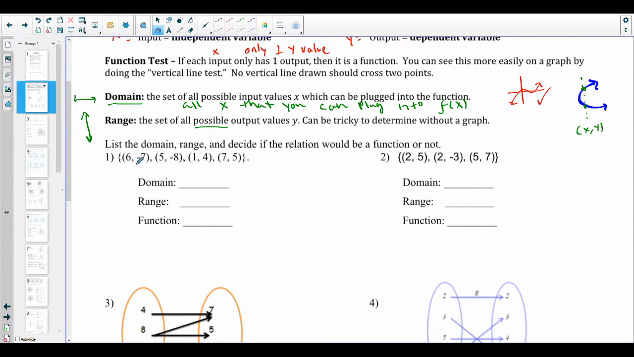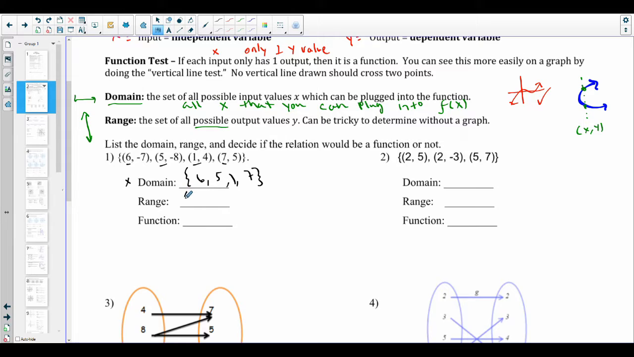So here we have a relation. We have a bunch of ordered pairs. Our domain is going to be all of the x values. We're going to write it in set notation, so we're going to use these squiggly brackets. So what are all our x values? Let's see, 6, 5, 1, 1, and 7. That's our domain. All of our x values.